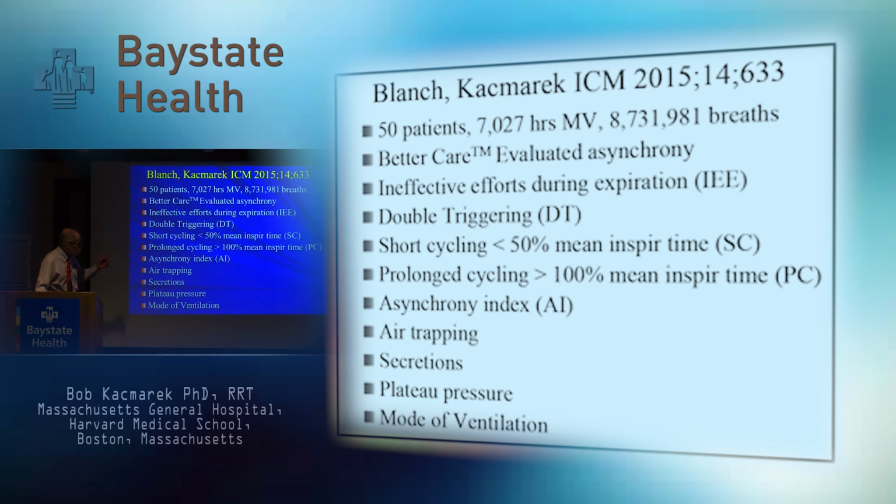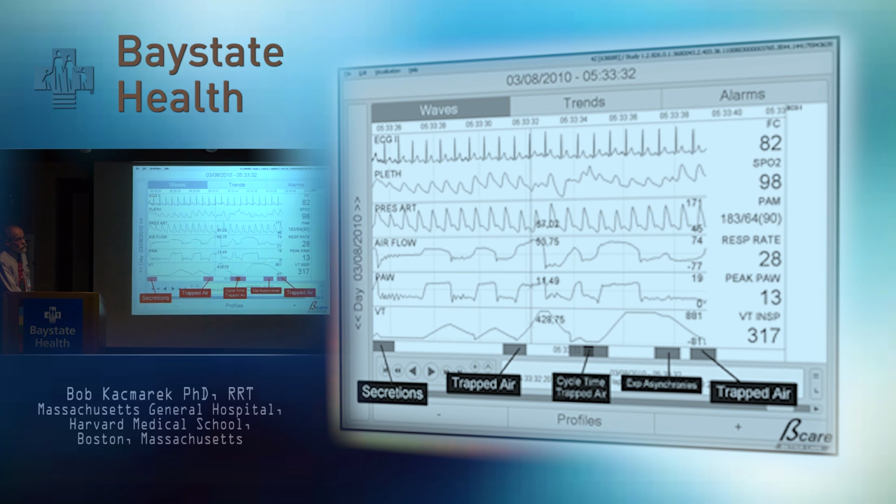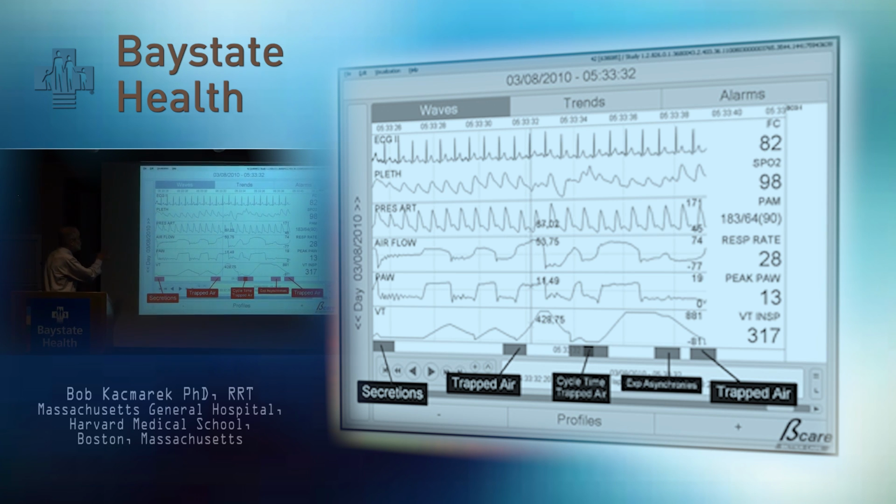This is data we published a few years ago from Lluís Blanch's group, in which we looked at 50 patients. You can see the different types of analysis that were done with his algorithm to look at overall asynchronies. And this is what it looks like on a computer screen. So this is real-time activity of the patient. It tells you about air trapping, cycle time, all the different interpretations that they have in that algorithm of asynchronies occurring in this particular patient, in real time as it's actually happening.